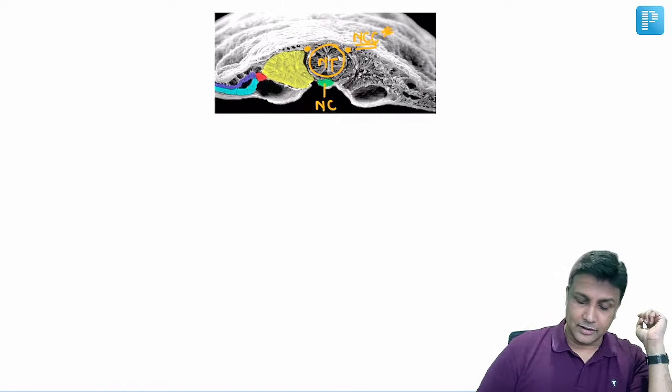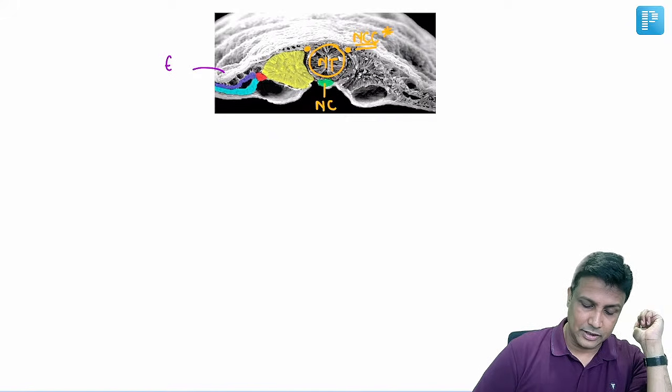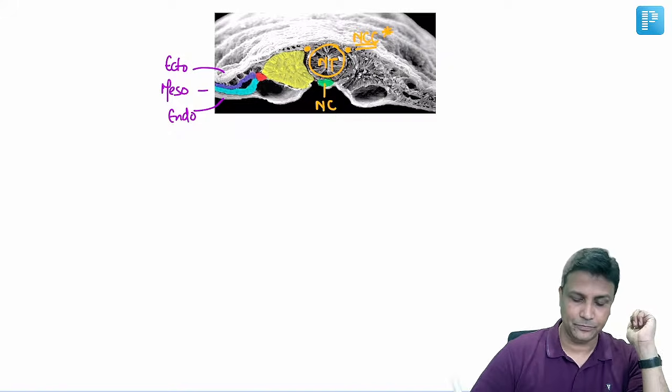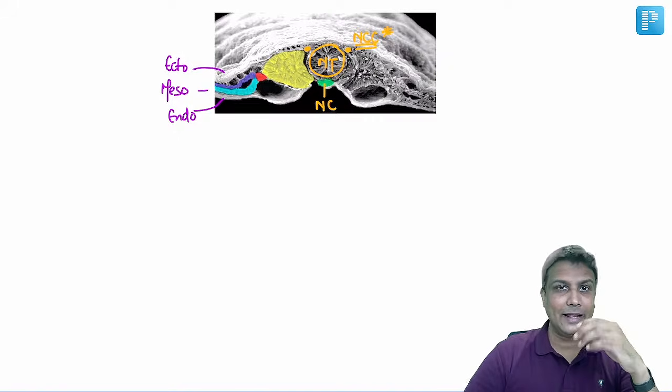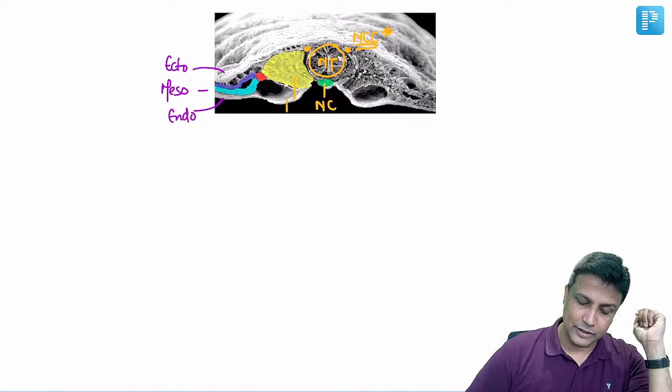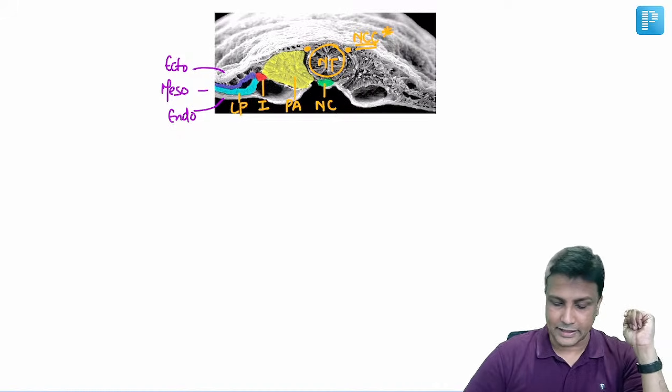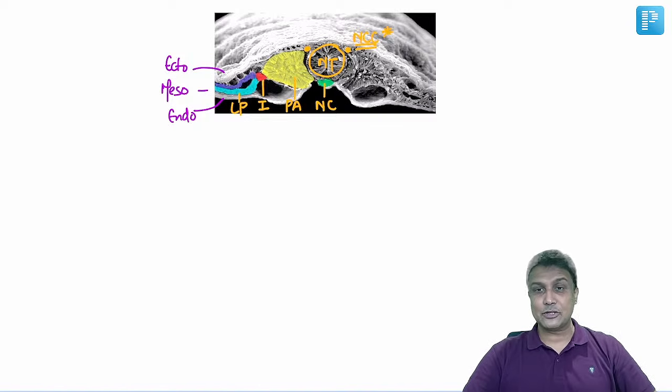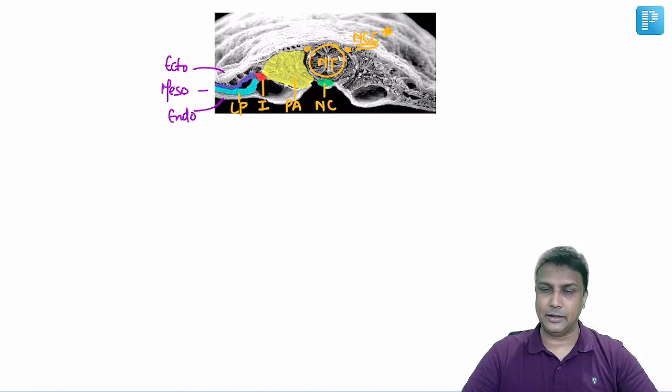Then apart from that, in this diagram, you're able to see the outermost layer here. This one will be the ectoderm. The inner layer here will be the endoderm. And in the middle, you'll actually have the mesoderm. So there'll be ectoderm, endoderm, and the mesoderm. The mesoderm present over here will be divided into three parts. There will be paraxial mesoderm, intermediate mesoderm, and the lateral plate mesoderm. Paraxial mesoderm, intermediate mesoderm, and the lateral plate mesoderm.